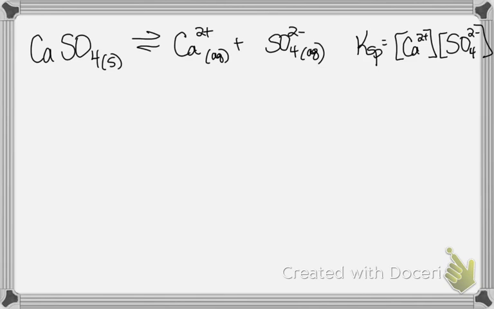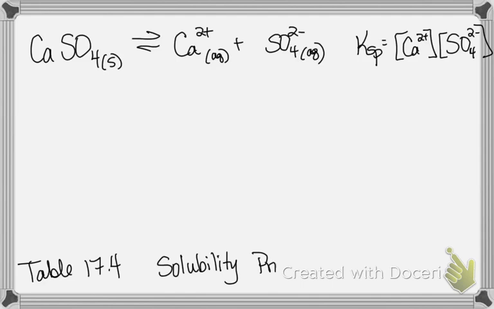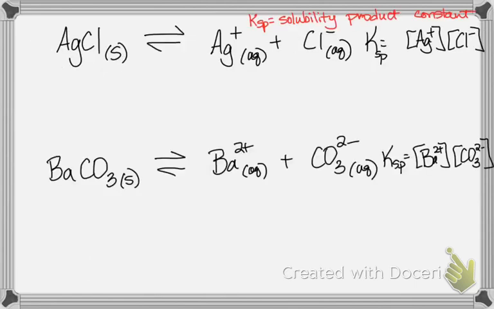Now, when we do calculations involving KSPs, there's a table in your book. Table 17.4 in your book is the solubility product constant table. So it gives the KSPs for these compounds. For example, the KSP for silver chloride, this is what the expression looks like. If you look up the KSP for silver chloride, you will find that it is 1.6 times 10 to the minus 10. And again, that's unitless because equilibrium constants do not have units.